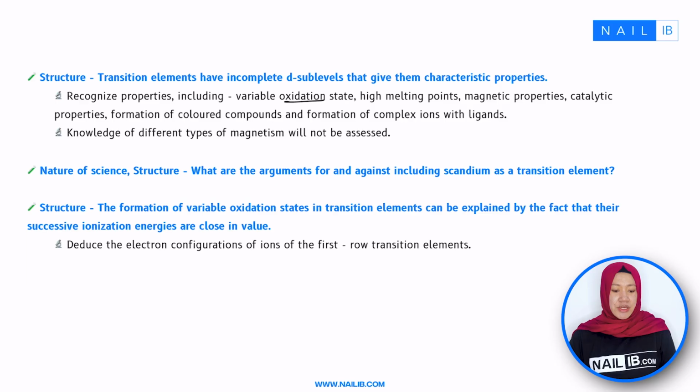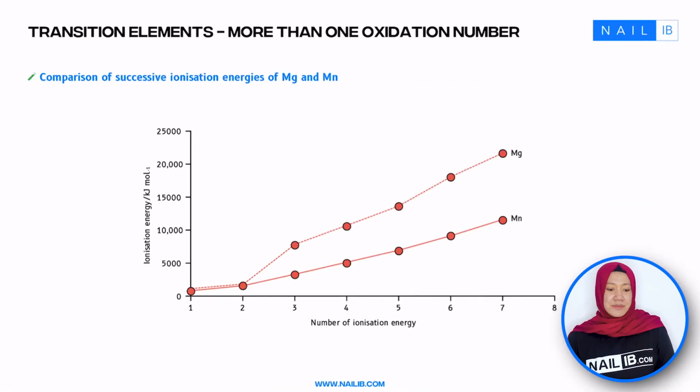I forgot to mention that you don't need to know different types of magnetism because it will not be assessed. You just need to know that the transition elements are able to create magnetic properties because they have unpaired d electrons. This is what I'm talking about. So for Mg, the electronic configuration with the number of electrons being 12 is 2, 8, 2. So removing the first two electrons is easier. That's why the ionization energy is lower compared to the third one.